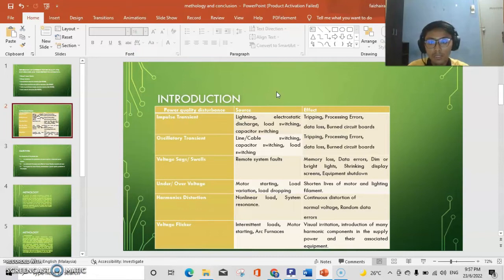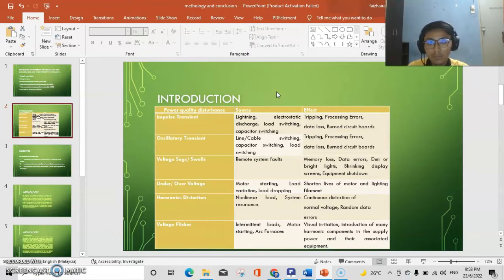And fourth, under or over voltage. The source is motor starting, load variation, load dropping. And the effect is shortened life of motor and lighting filament. Next, we go to part 5, which is harmonic distortion. The source is nonlinear load and system resonance. The effect is continuous distortion of normal voltage and random data errors.